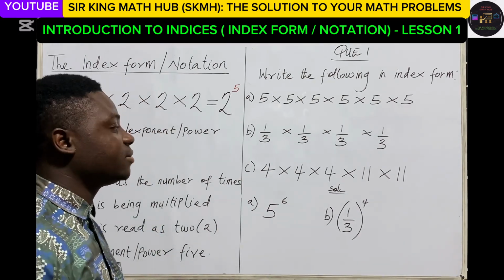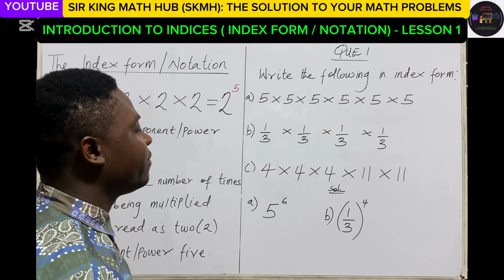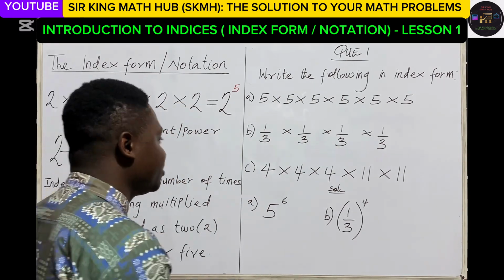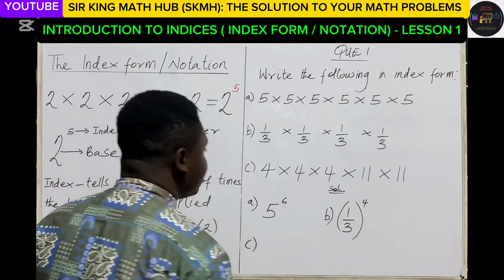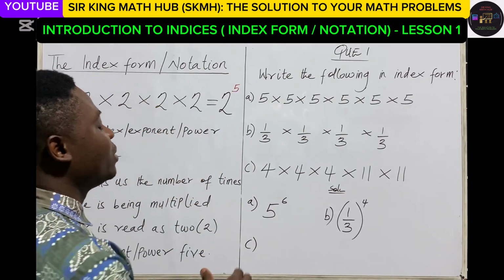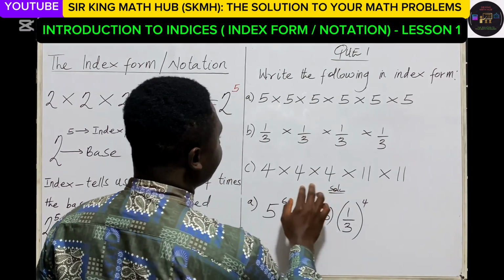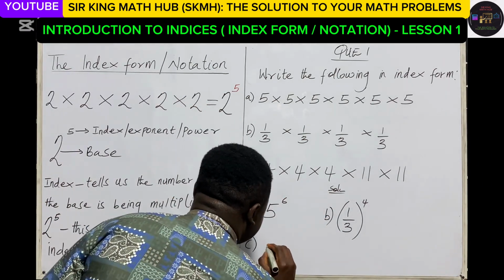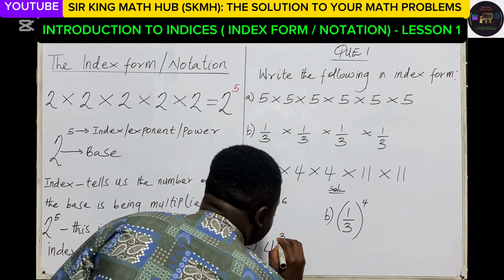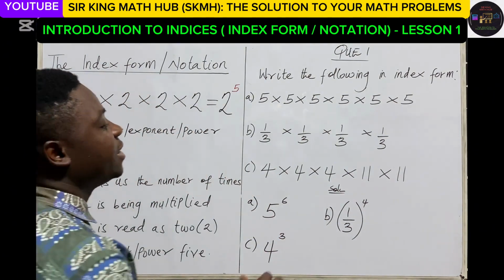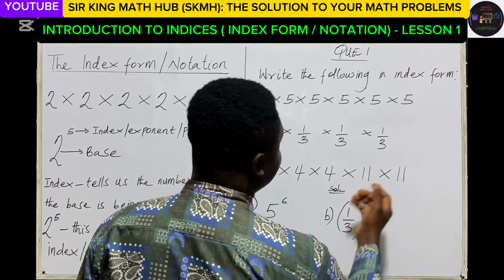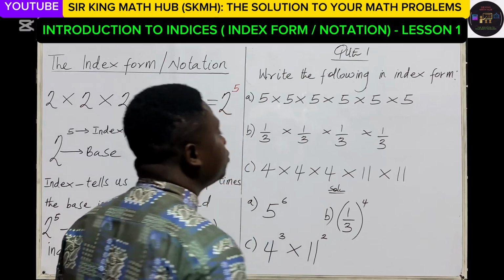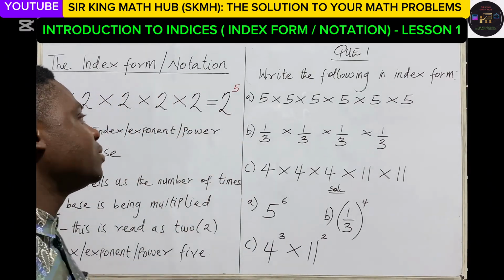Now let's also try the c. What should be the answer? 4 multiplied by 4 multiplied by 4 multiplied by 11 multiplied by 11. So I know you got the answer. We can begin with the 4. See that 4 is multiplying itself 3 times. And this is written as 4 index 3. And again, for 11 too, you see that 11 is multiplying itself 2 times. So that should be the answer.